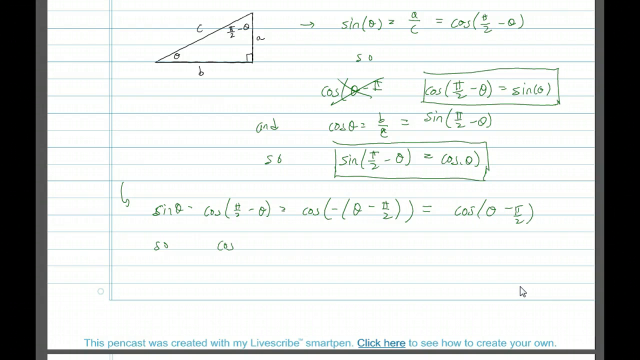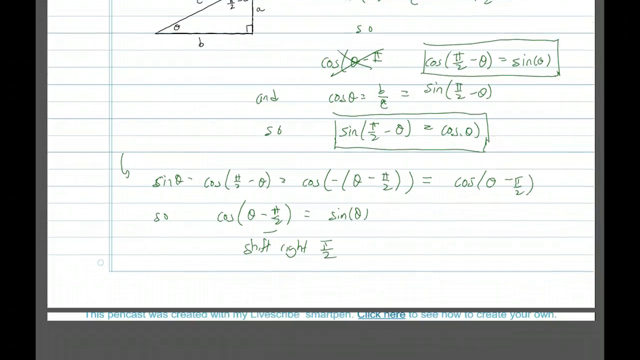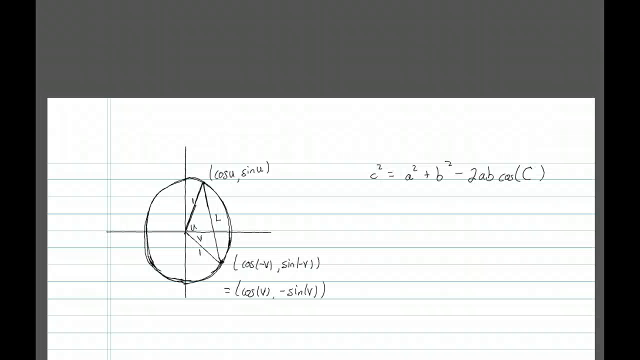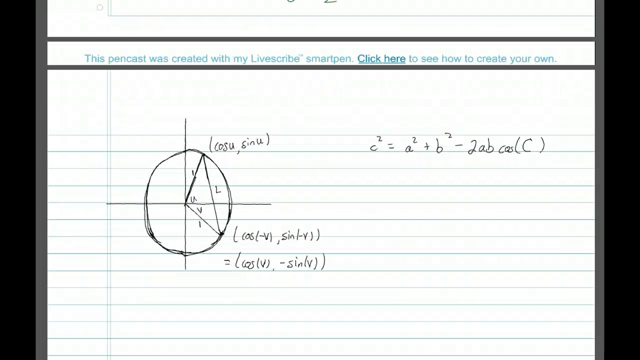So another identity says that you get the same whether you plug in theta minus pi over 2 to cosine or just plug in theta to sine. Now graphically speaking, that's going to show that this is the shift of the cosine graph right pi over 2. So if you shift cosine right pi over 2, you end up with the sine graph, as you can check. Alright, moving on.